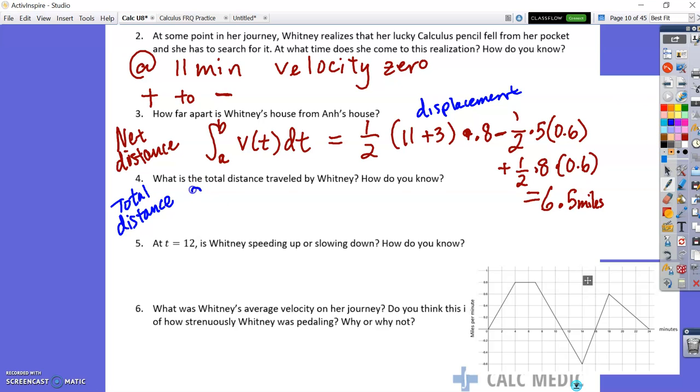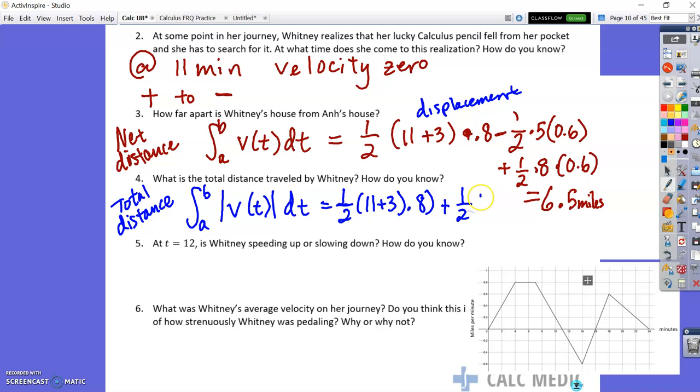So my total distance is the integral from a to b of the absolute value of the velocity, dt. So it'll be the same exact calculations, except instead of subtracting this triangle, I'm going to go ahead and add it because it'll just make it positive. And we expect a larger answer because we're not removing anything. And we end up with 9.5 miles.